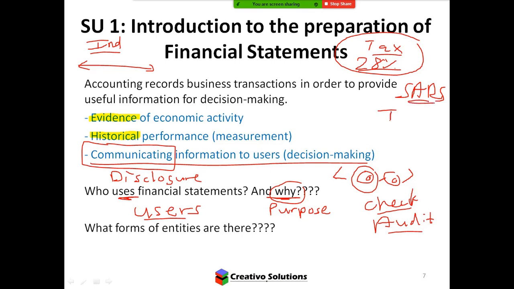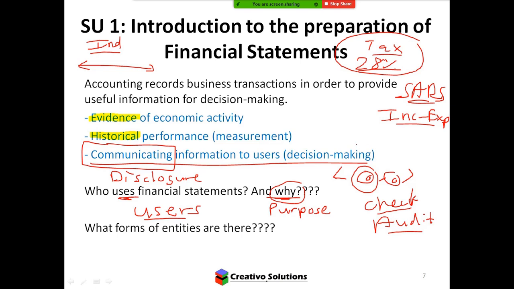But the point I'm trying to make here is SARS is going to want to know income minus expenses. So for them, the income statement or the statement of comprehensive income is more important because it's the purpose, it's why they want that information. They might look at other things, but they're not really going to want to look at your cash flow statement. For them, looking at your profit or loss is more important than looking at how much money came in or how much money went out.